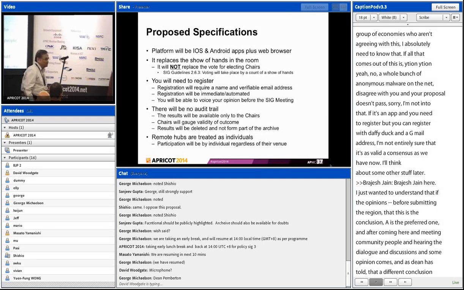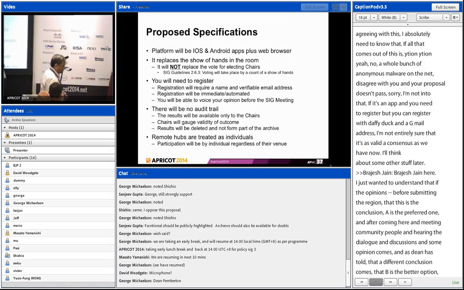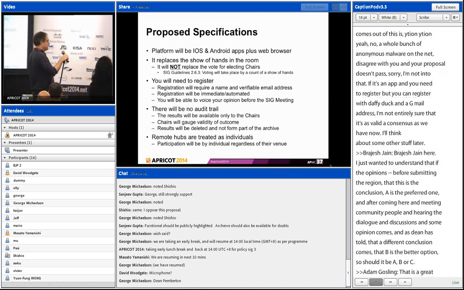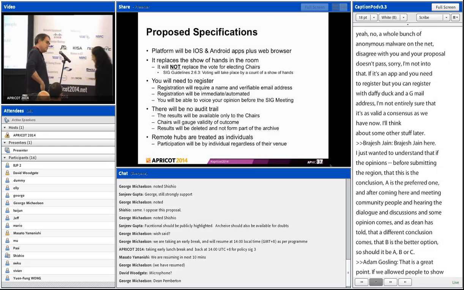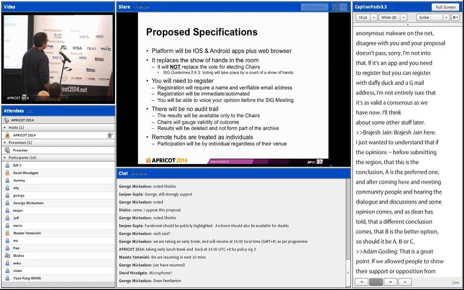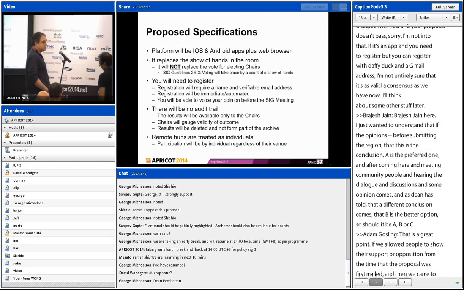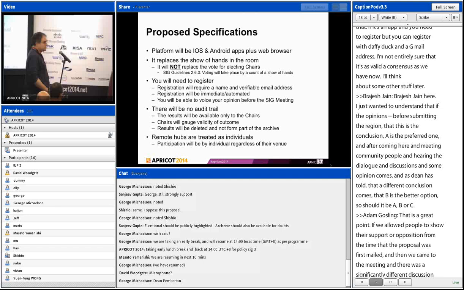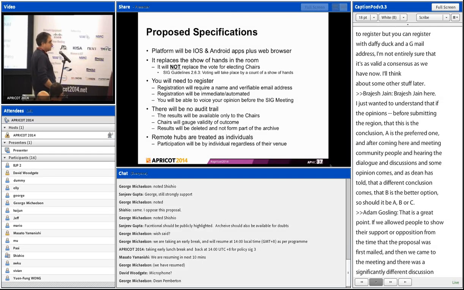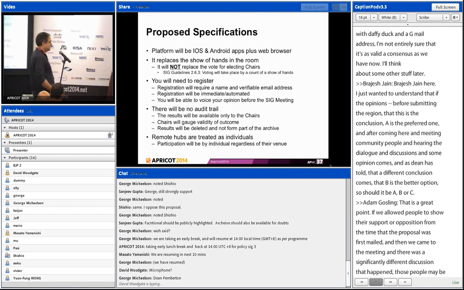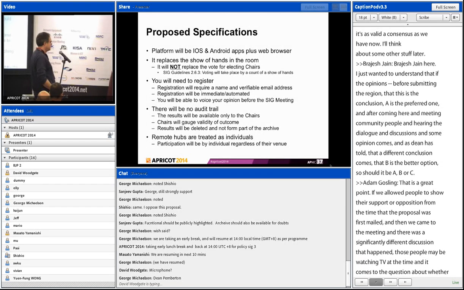Yeah, I think that's a great point. If we allowed people to show their support or opposition from the time that the proposal was first mailed, and then we came to the meeting and there was a significantly different discussion, those people may be watching TV at the time, and it comes to the question about whether they can change their vote. Well, they might not even be watching anymore, and so how do the chairs accommodate that?